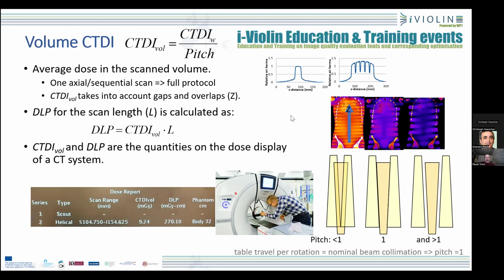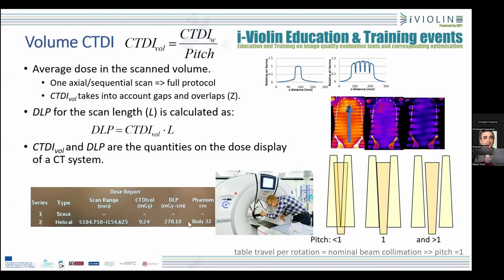And then if we want to estimate the complete exposure of the patient, we can multiply this average CTDI, which is not the point dose but represents one dose, by the length of the whole exposure. And then we have the DLP, which represents the DLP of the whole examination. And these are the two values that we normally have on dose displays: CTDI vol, which is the dose, and DLP, which is the dose length product.